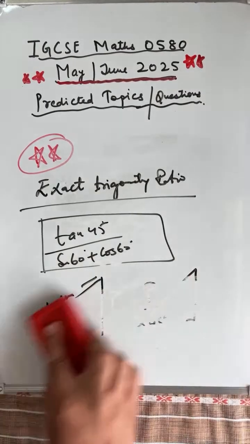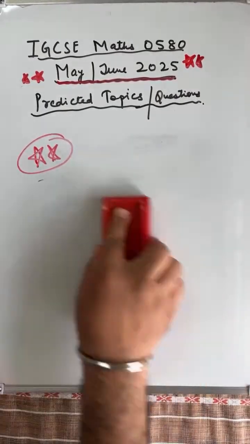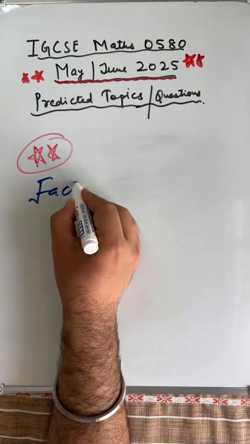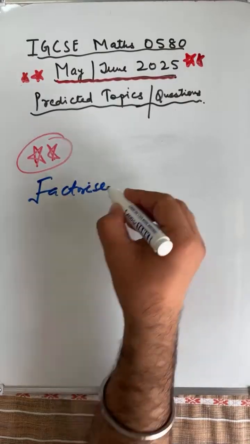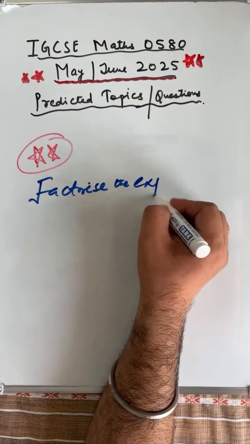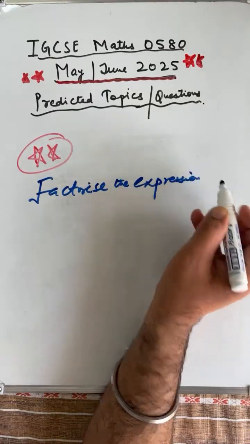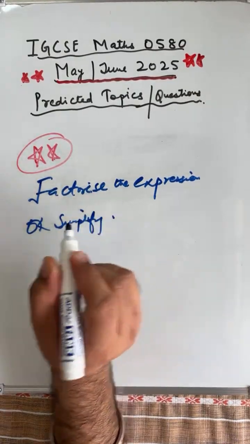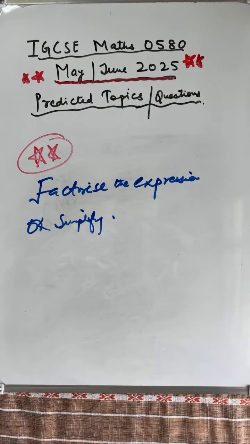Now one short question type is also factorize. Let me type that. Factorize the expression. Or simplify. Sometimes they say simplify fully, factorize fully.